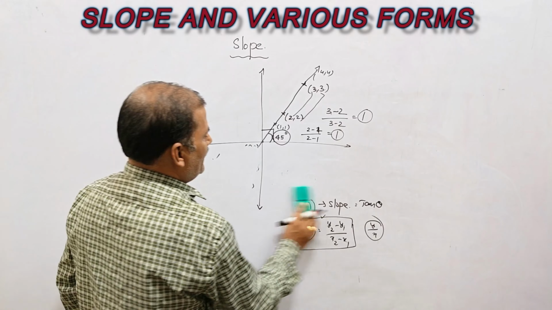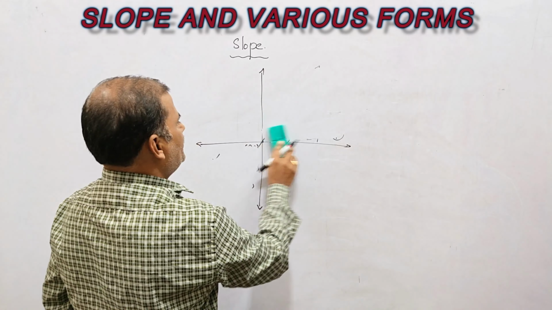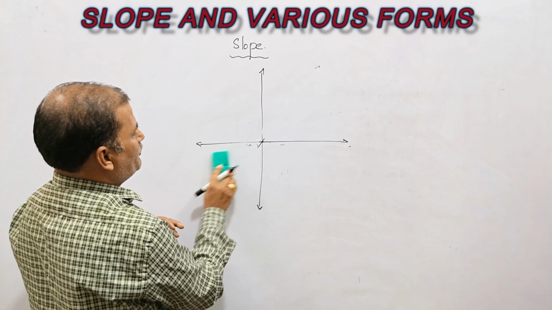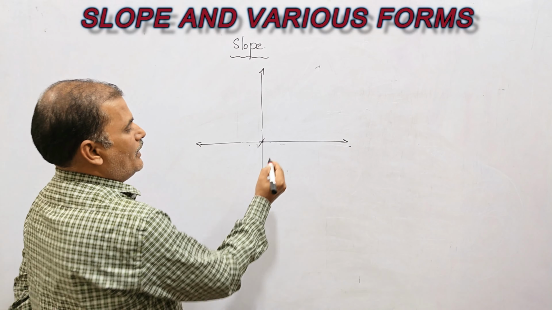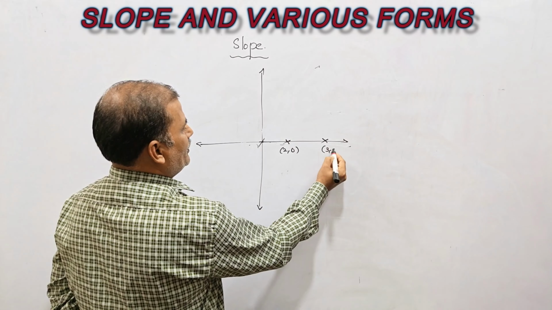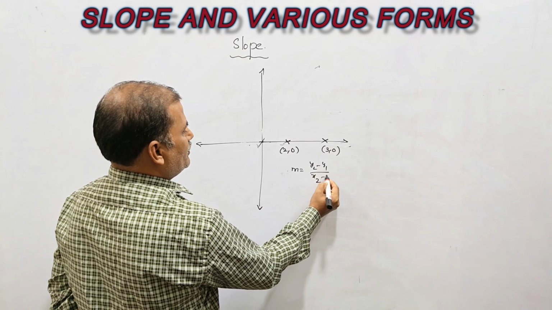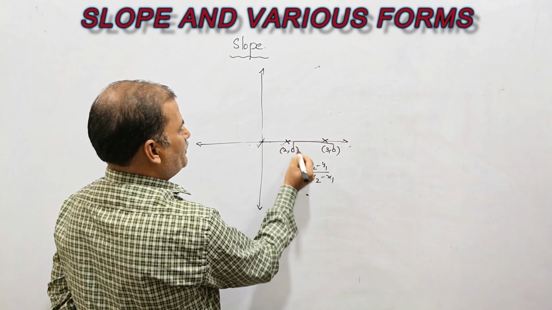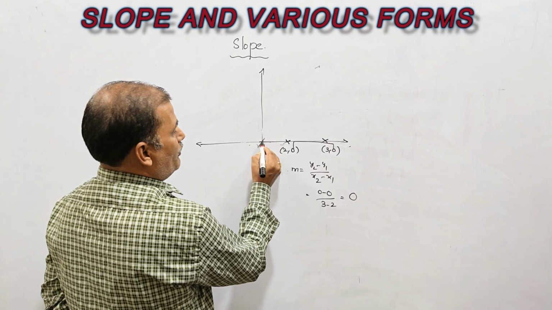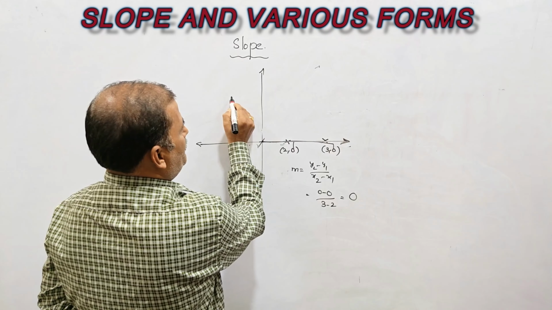And suppose there are no points, only the x-axis and y-axis. What is the slope of the x-axis and what is the slope of the y-axis? Now you know one formula, y2 minus y1 by x2 minus x1. I take 2 points on the x-axis, 2 comma 0 and 3 comma 0. By applying the slope formula, y2 minus y1 means 0 minus 0 by 3 minus 2, it should be 0. Therefore, the slope of the x-axis is 0.